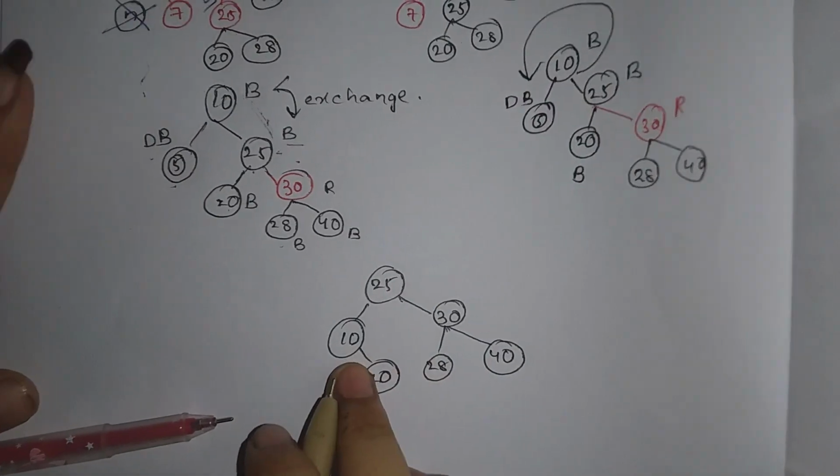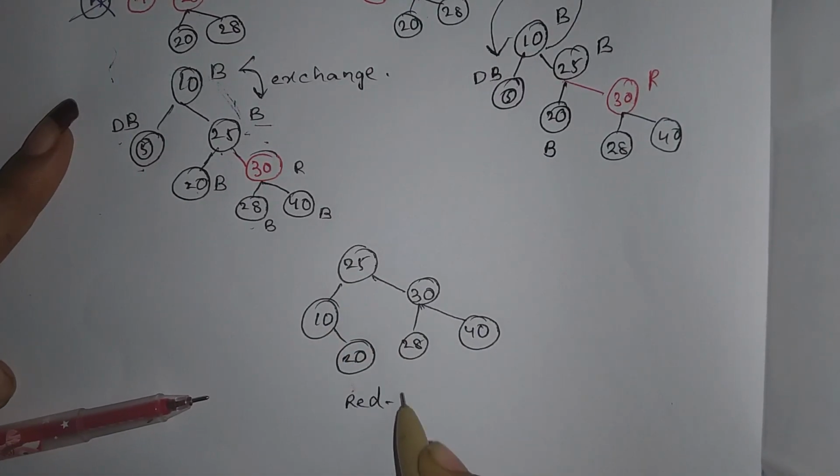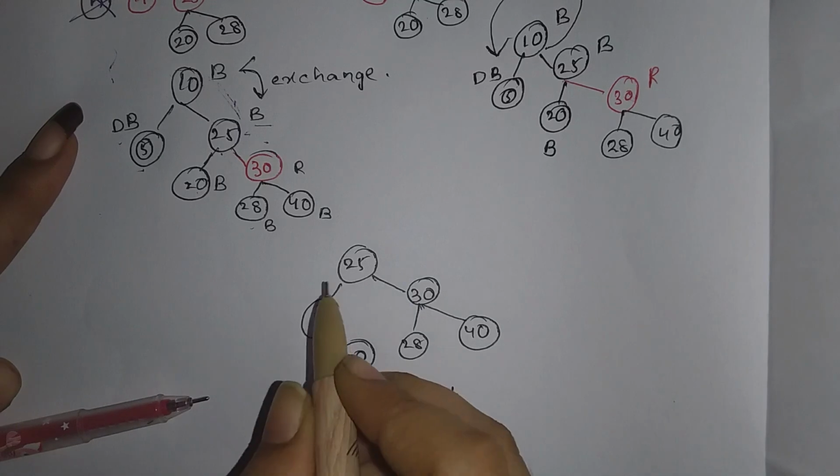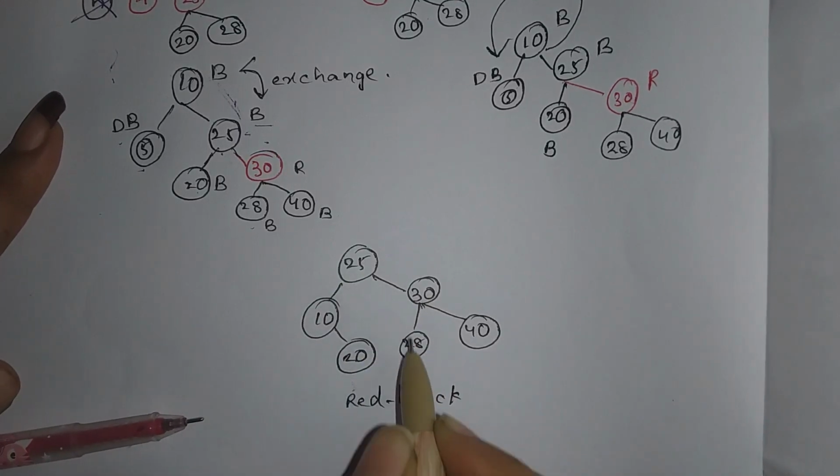This is the red black tree. As we can see, in every path we have two blacks.